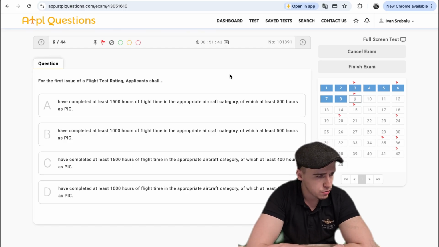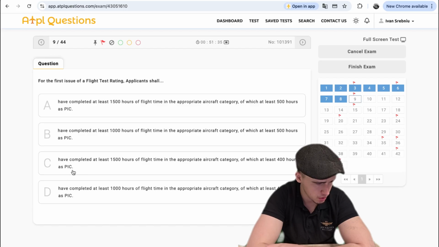For the first issue of a flight test rating, applicants shall, just remember by heart, 1,500 hours of flight time in the appropriate aircraft category, of which at least 500 hours of SPAC.